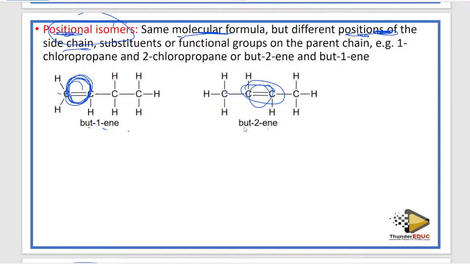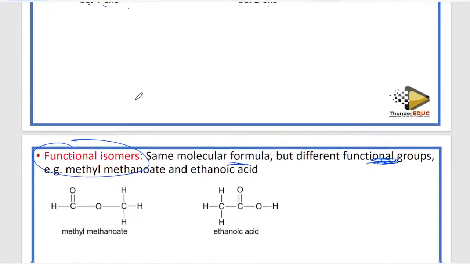Why is it an isomer? Same structural formula, but what is different is the position of the functional group. If you count the number of hydrogens and carbons here and here, you'll find out that it is the same. But what is different is the position of the functional group.